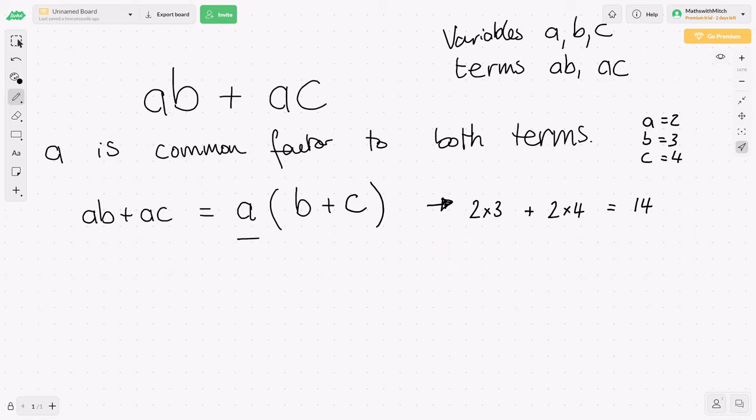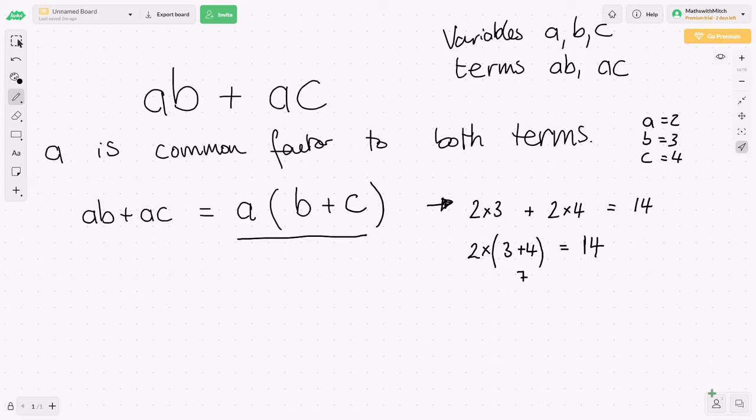Now, if we were to write it in this form, we're now saying 2 times by 3 plus 4. Am I in there correctly? Yes? And see what that equals. So 3 plus 4 equals 7. So we're saying 2 times 7 is 14. So we can prove there with numbers that the algebra follows the exact same rules as the arithmetic.